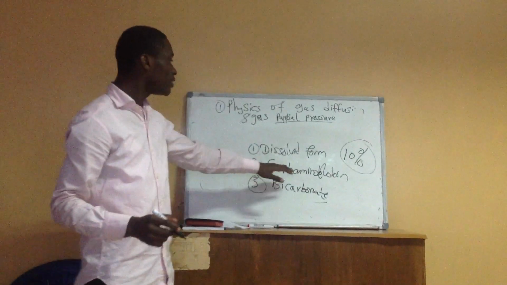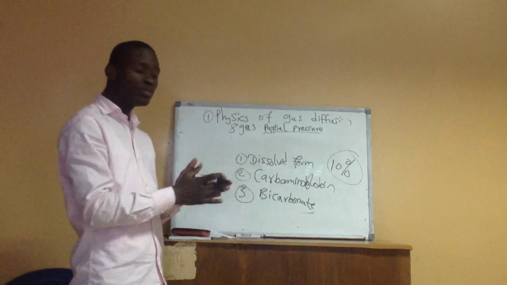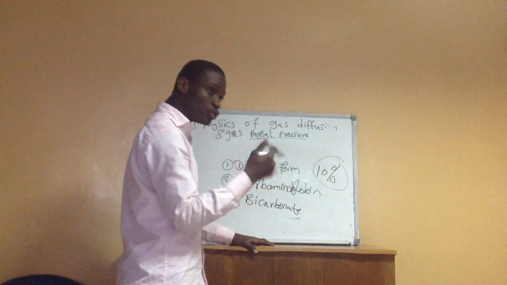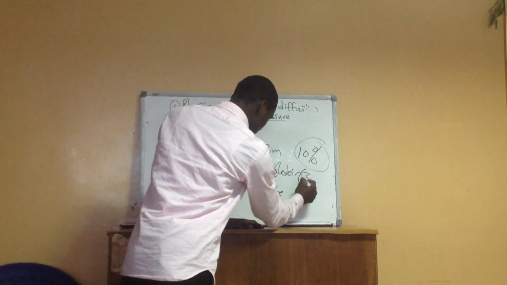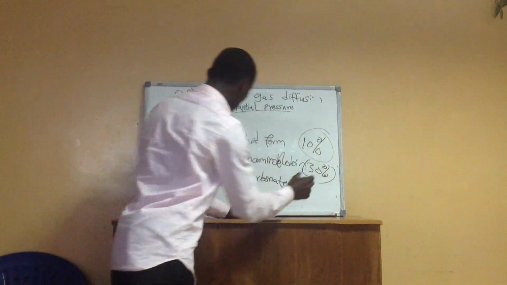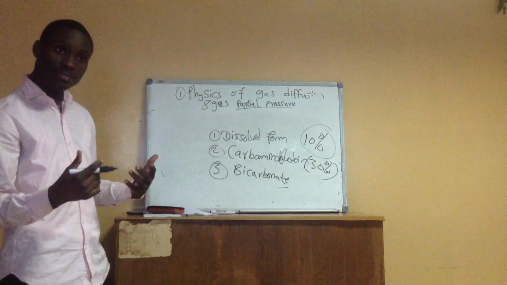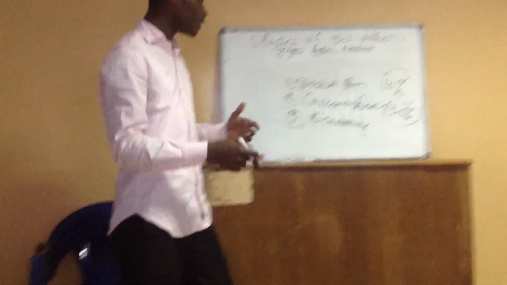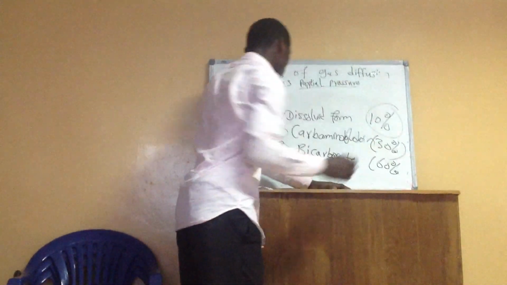Now, carbaminohemoglobin, or carbon dioxide attached to hemoglobin, the percentage that you find in 100 milliliters of blood is 30%. And bicarbonate, we have the highest. We give the reason why bicarbonate is highest as we go further. Bicarbonate will transport about 60%. Very good.